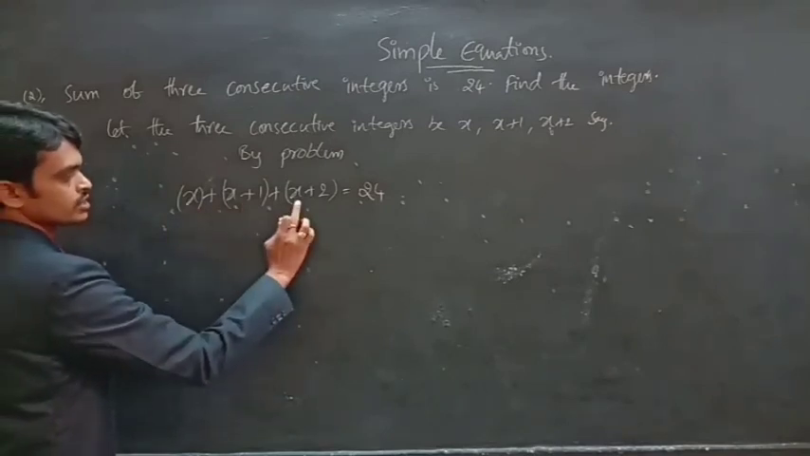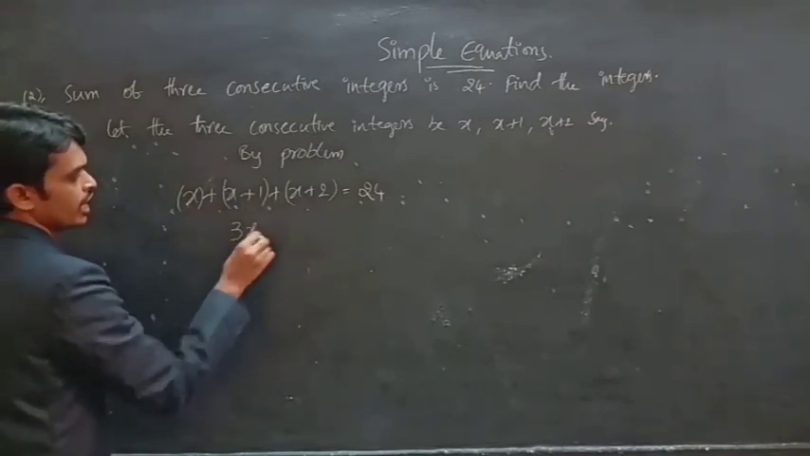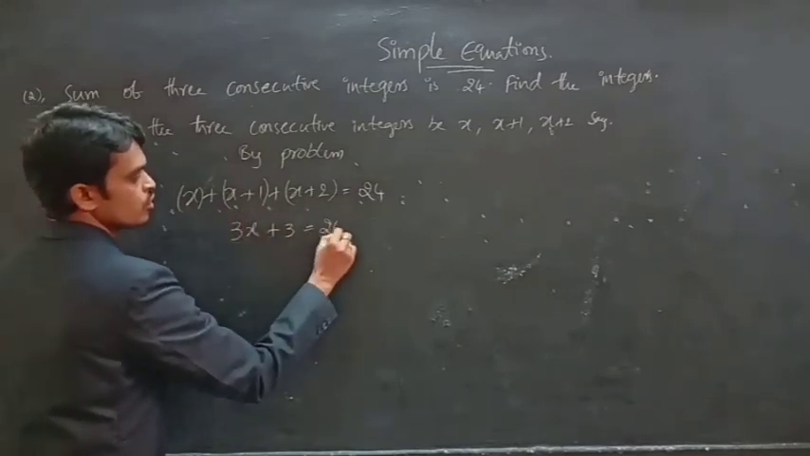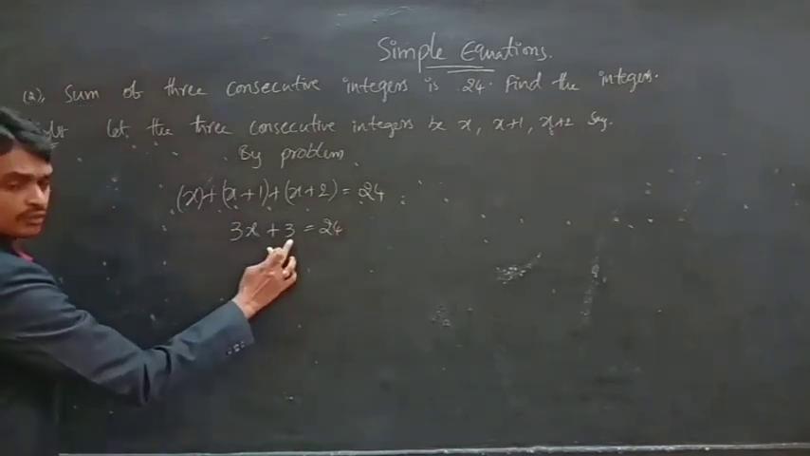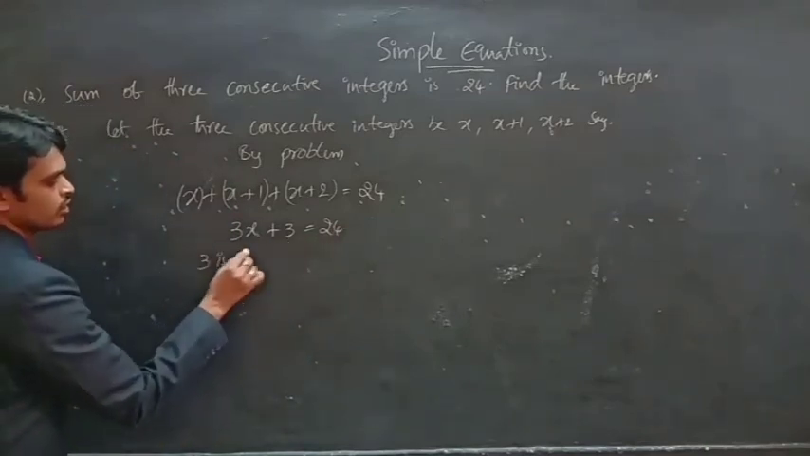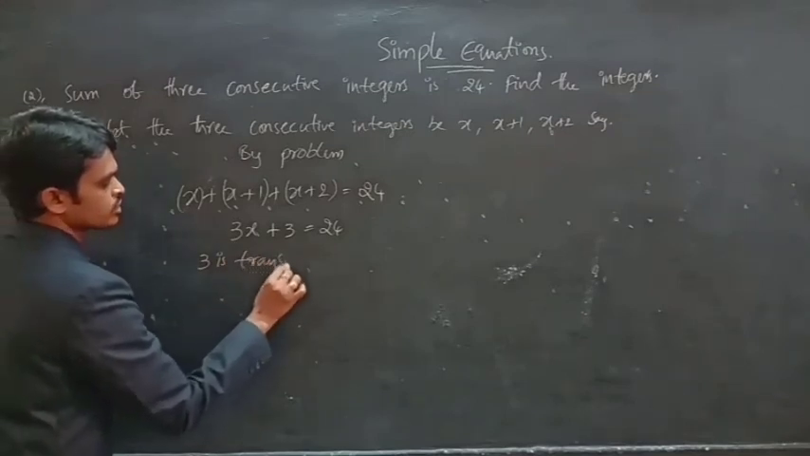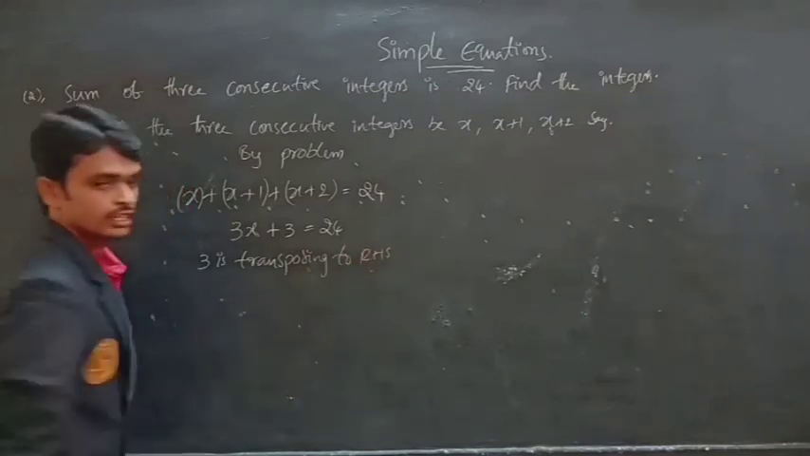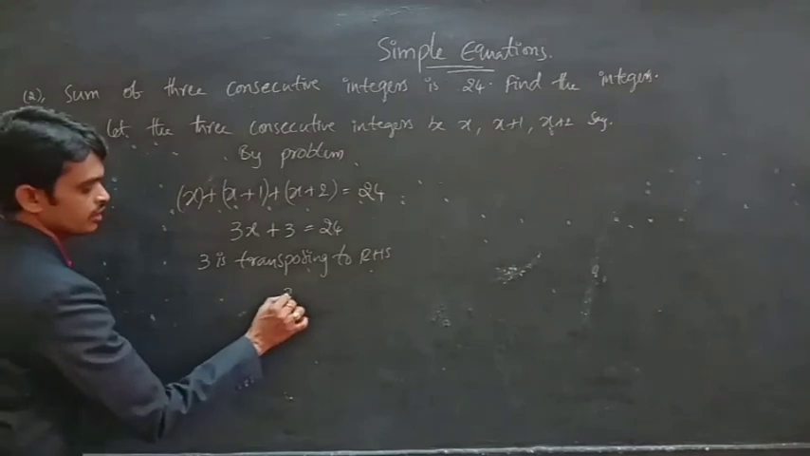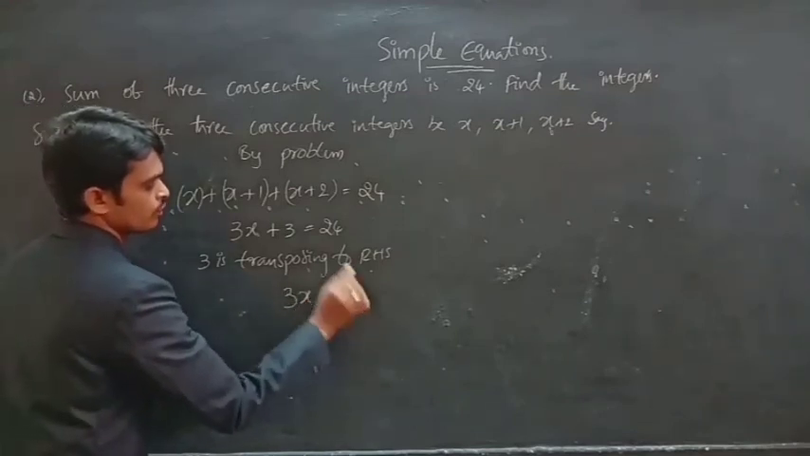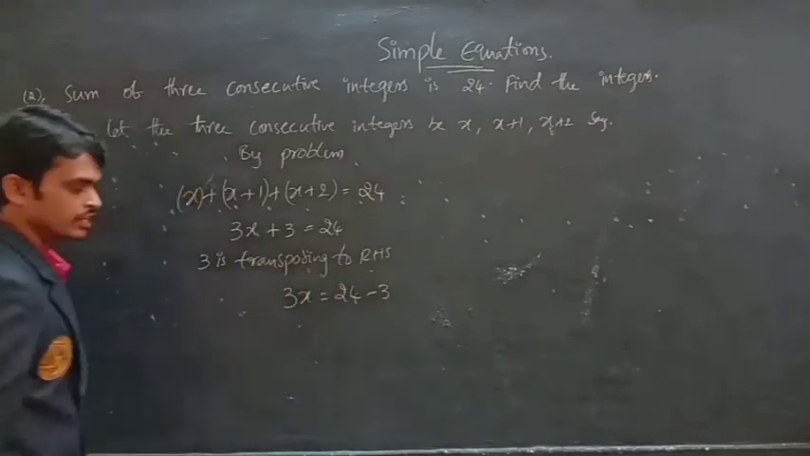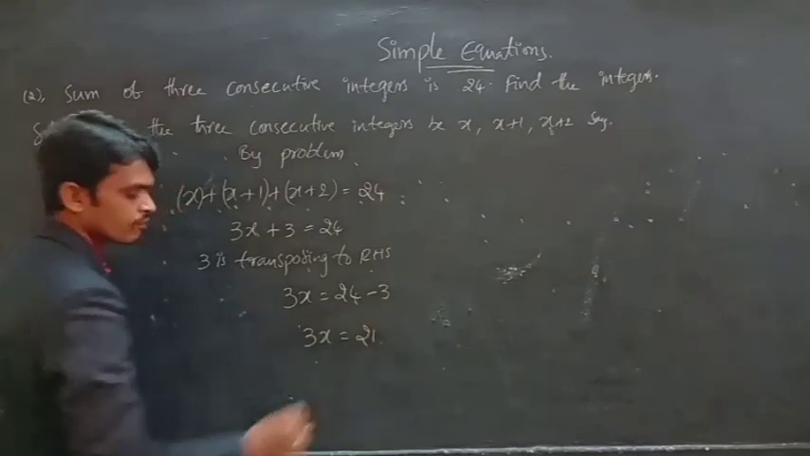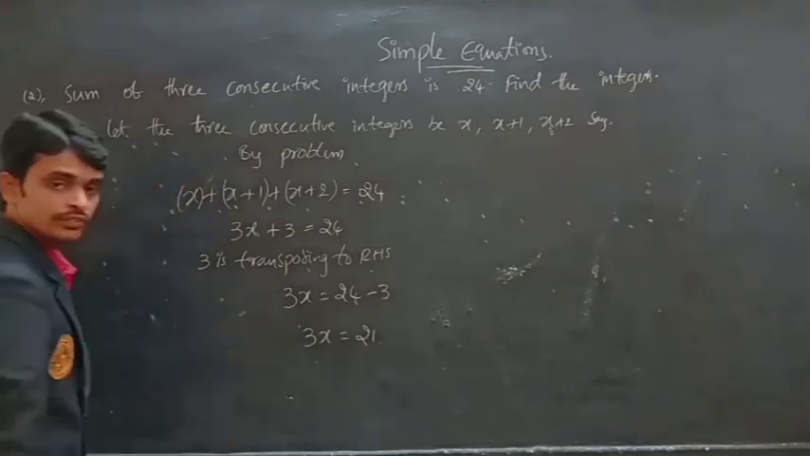x plus x plus x. How many x are there? 3. So 3x plus 1 plus 2 is how much? 3. 3x plus 3 is equal to 24. Now first we have to transpose the constant. 3 is transposing to RHS. Then 3x is equal to 24 minus 3, since plus 3 becomes minus 3. Then 3x is equal to 24 minus 3, how much? 21.